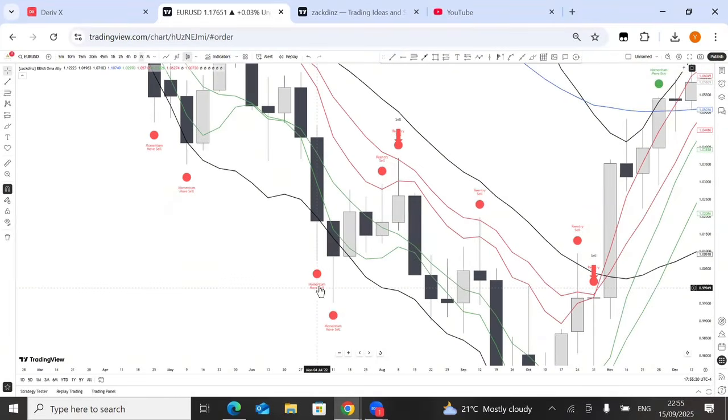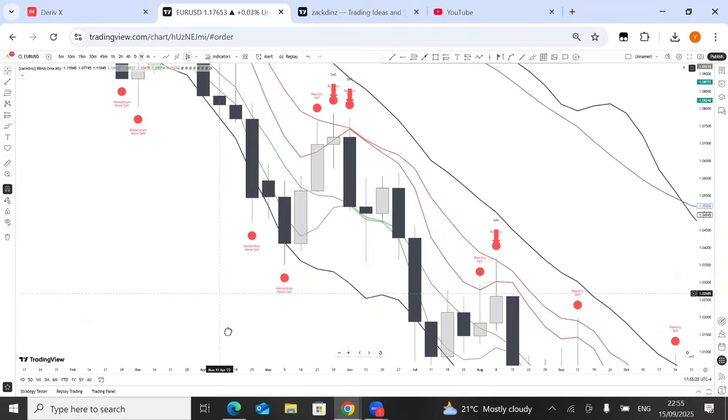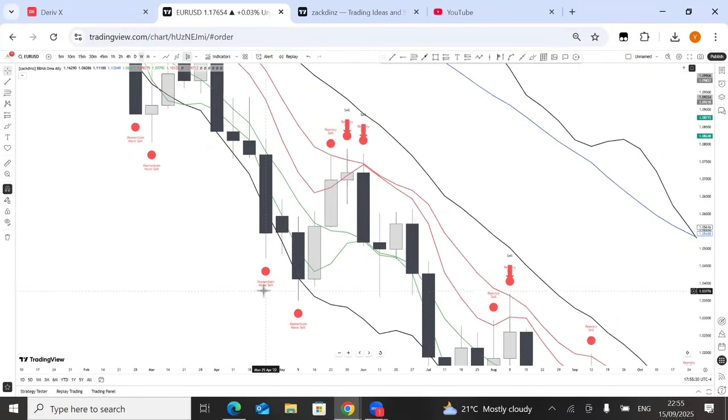Here's another one, momentum move sell. What happened? Price came into the zone, gave us a re-entry sell, and pushed down to the downside. Here's another one, momentum move sell. Price came up here, gave us re-entry sell signals. Sold.